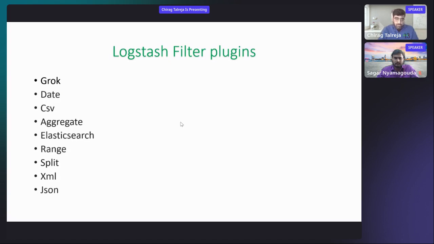Okay, then we have range. The range filter plugin can be used to filter out the data points which don't lie in a particular range. Then split, as the name suggests, can be used to split the data. And at the last, we have two important ones, XML and JSON. As the name suggests, these two are used to parse your XML and JSON files into corresponding fields. These are file-specific filter plugins. Again, there are various others like mutate, rename, transform. Those can be used to properly parse your data.